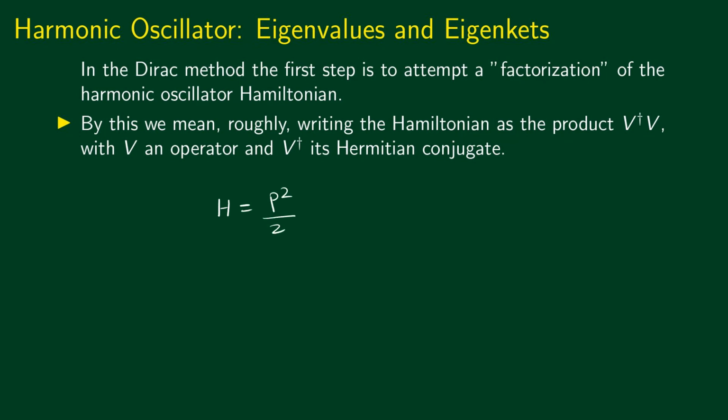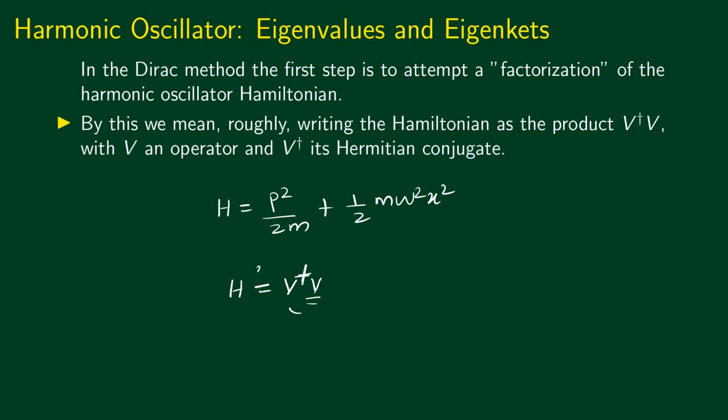H is equal to p squared divided by 2m plus half m omega squared x squared. In the Dirac method, the first step from here is to try to factorize this Hamiltonian. By factorizing, we mean that we'll try to write the Hamiltonian in the form v dagger v, where v is some operator and v dagger is its Hermitian conjugate.